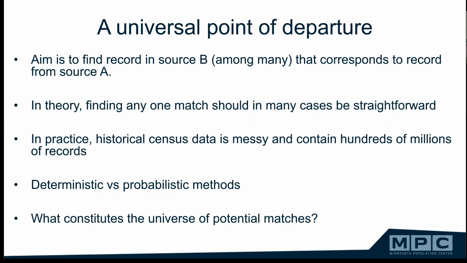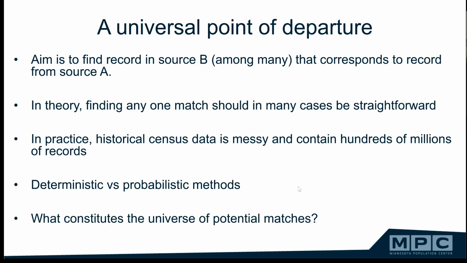A deterministic method has some quite significant advantages. It's easier to implement. It requires less input from the researcher or the research team. For example, something we will be talking about a little later, called training data, is not required when you're using a deterministic method.